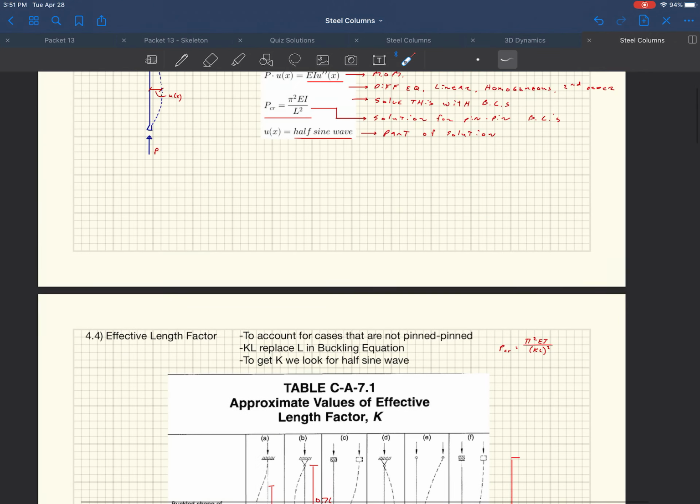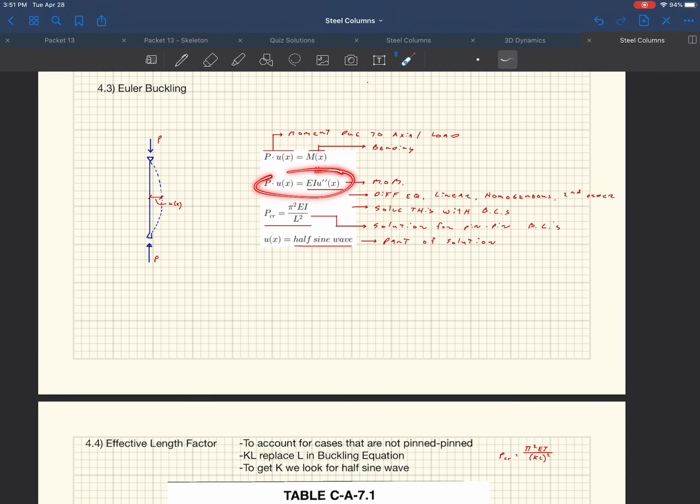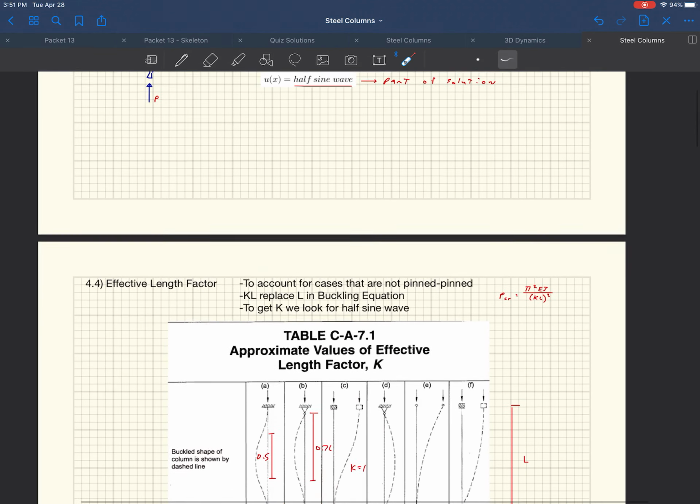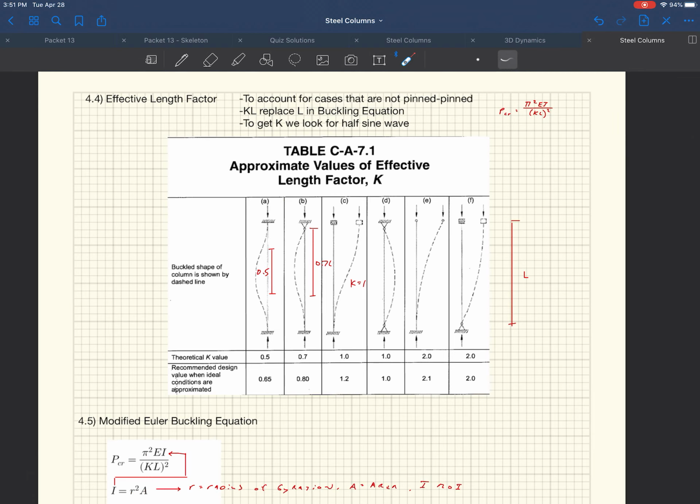We talked about how you solve this differential equation and you get this for your critical buckling load. That's specifically for a pin-pin connection. What if you don't have a pin-pin connection? It's going to change your capacity. That's what this effective length factor is all about. You're looking to adjust that P critical based off of that effective length factor, that K there.